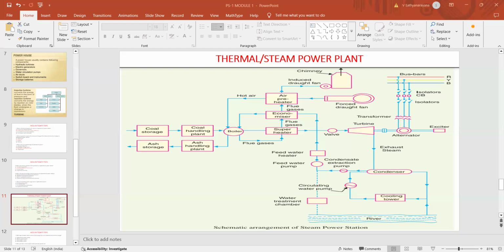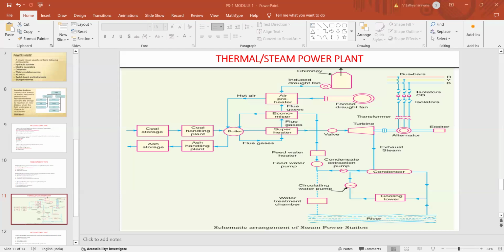And this water, and whatever steam was already generated from the combustion of the coal, is sent to the superheater. The superheater further increases the temperature and converts the wet steam into dry steam. And the flue gases again are used in the economizer, followed by the air preheater.